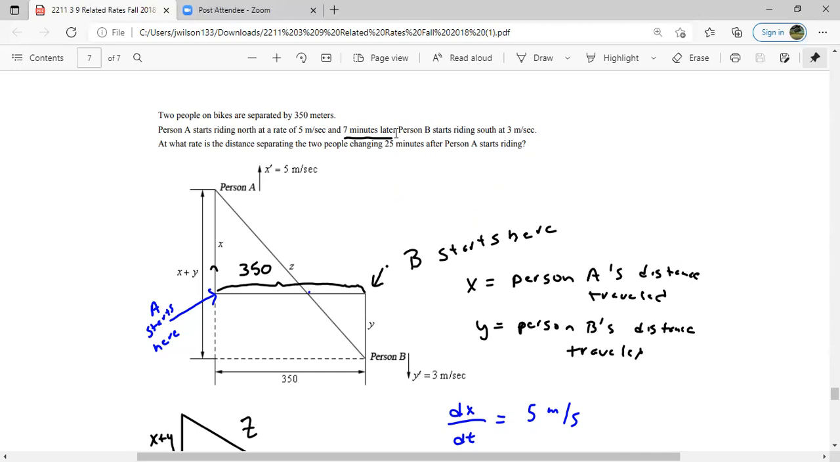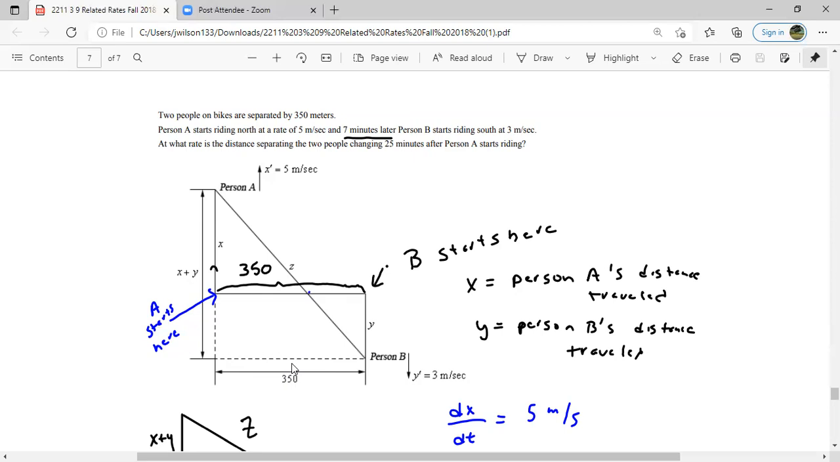So then this is Y, and then this is X, because A is moving this way, B is moving this way. So this side is the X that person A moved, but this down here is the Y, because it's parallel to this line right here. So this is X plus Y. We know that this was 350 up here, so it's also 350 down here.